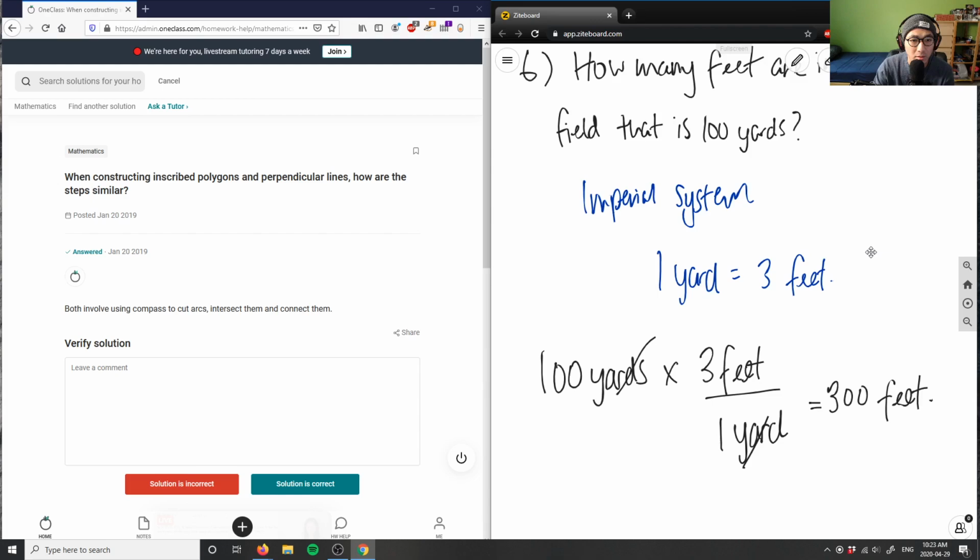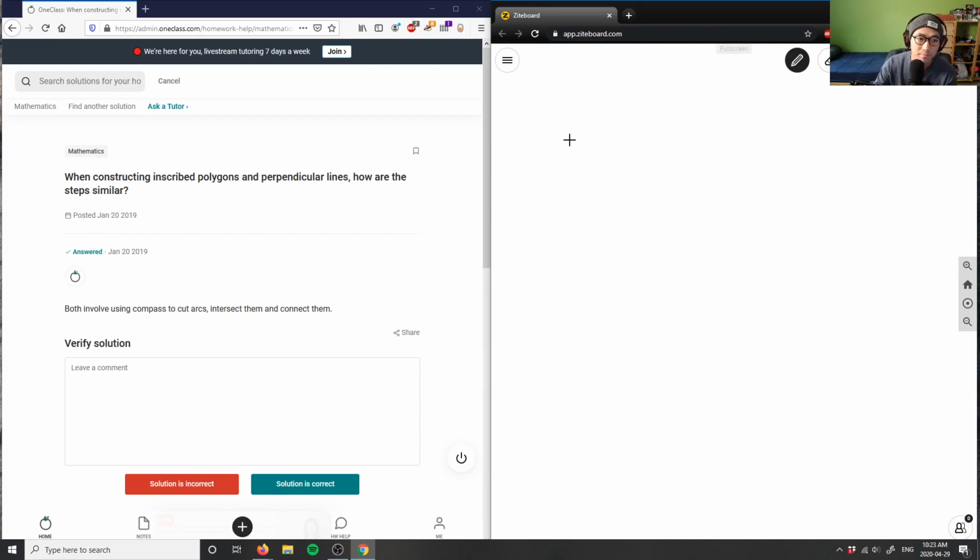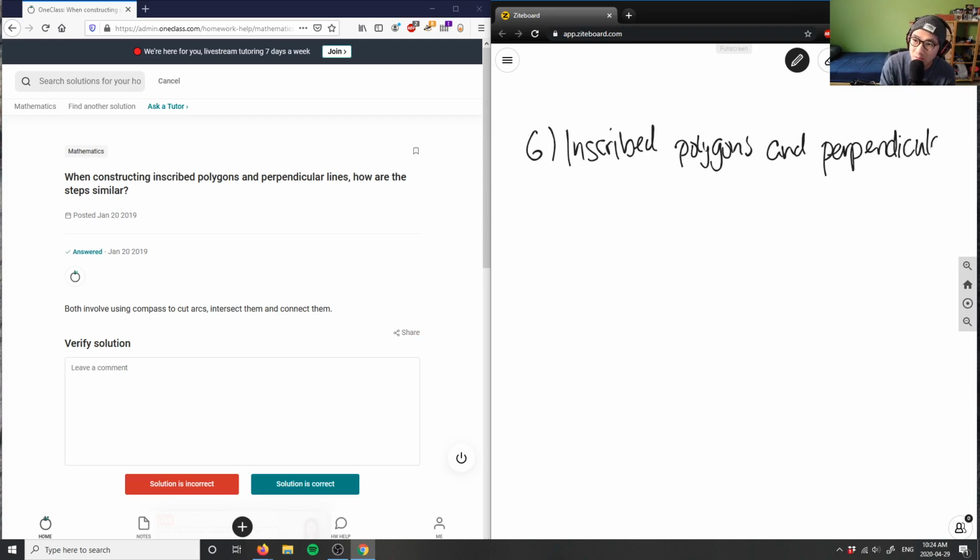And here it says, when constructing inscribed polygons and perpendicular lines, how are the steps similar? So I have inscribed polygons and perpendicular lines here. When I'm constructing these shapes and these lines, how are the steps kind of similar?